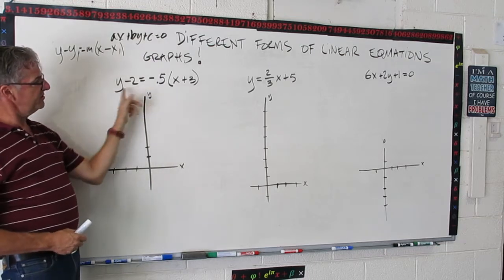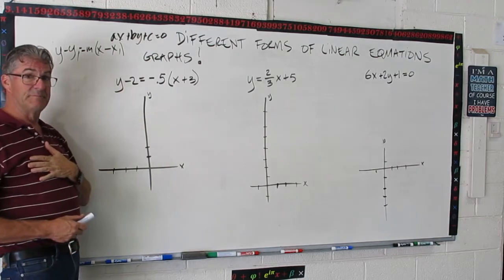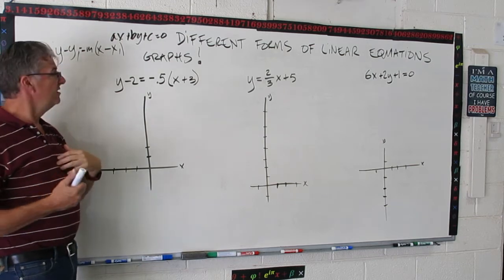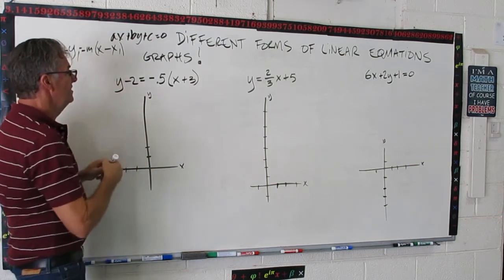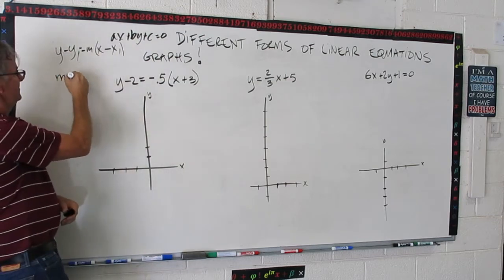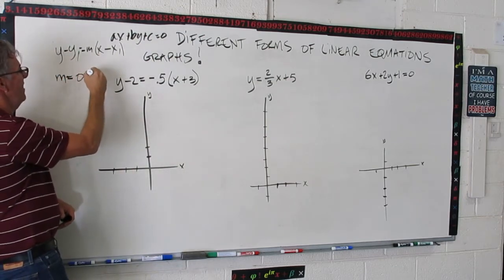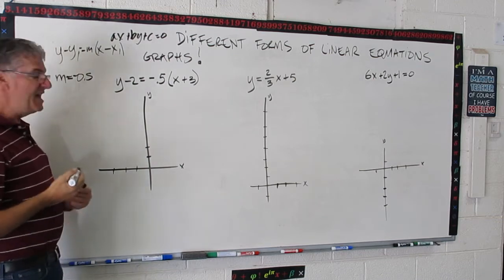Take a look at that equation. What form is that? Point slope. We have our information for our point right there and our slope right there. So let's write some of this down. Slope is negative 0.5. So it's -1/2.